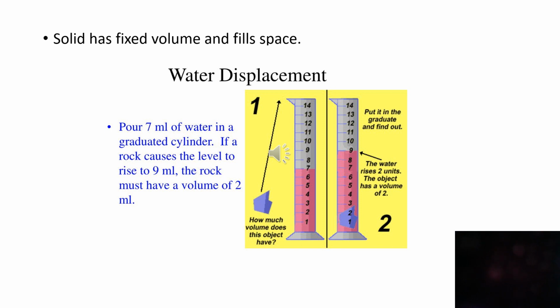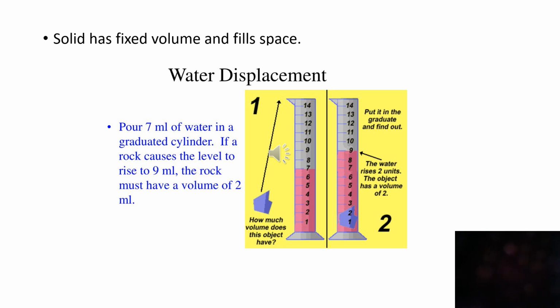Okay, second property of solid. Solid has fixed volume and fills space. Pepejal mempunyai isi padu yang tetap dan memenuhi ruang. So this picture shows you how to measure the volume for an irregular shape object, such as a stone or other irregular shape object.